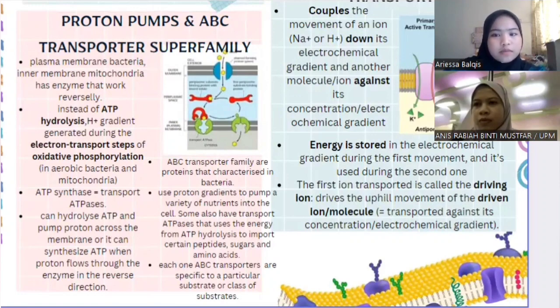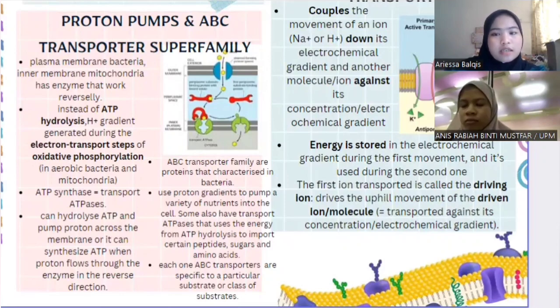The enzyme that synthesizes ATP, the ATP synthase, can hydrolyze ATP and pump protons across the membrane, or it can synthesize ATP when protons flow through the enzyme in the reverse direction. Okay, and then next we have the ABC transporter superfamily.